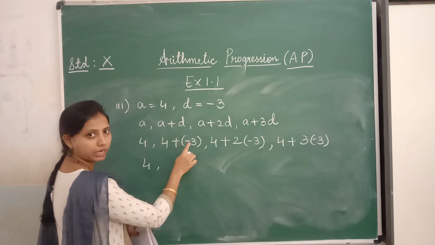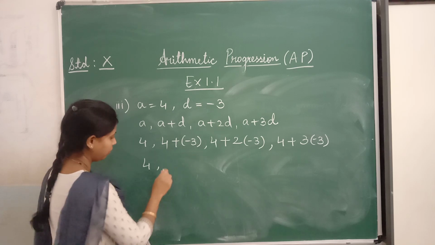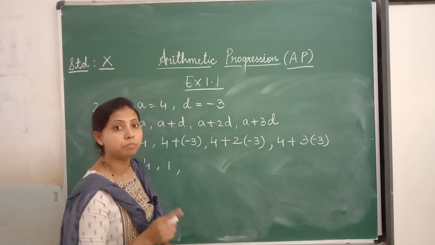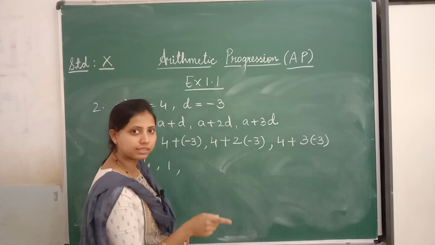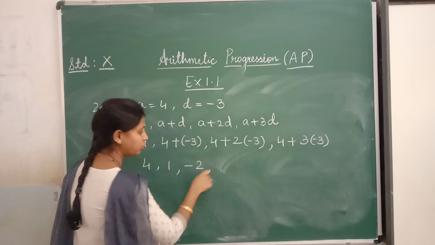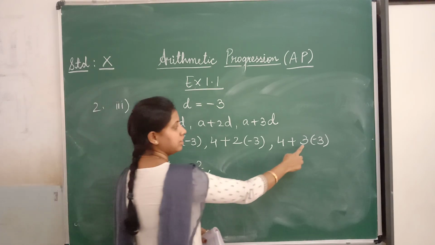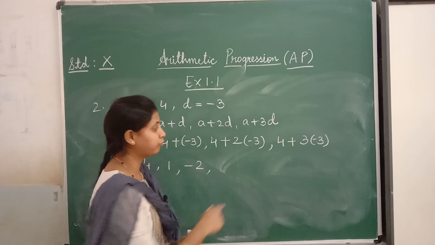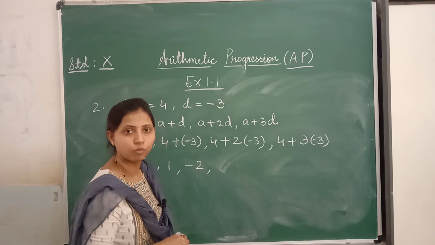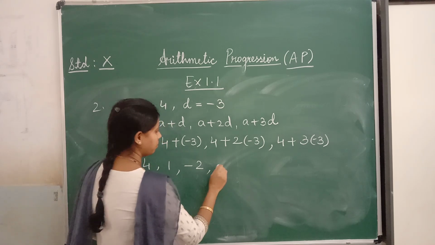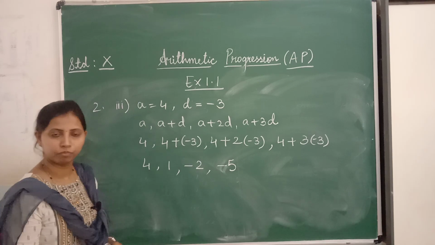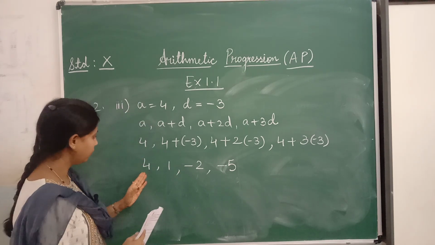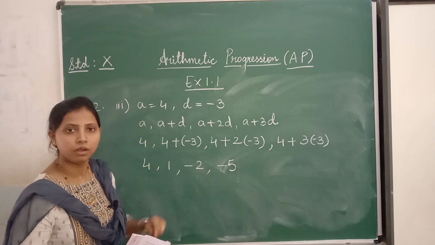Now write the first term as it is, it remains 4. Simplify. 4 plus into minus is -3. 4 minus 3 is 1. Next 2 into -3 is -6, and 4 minus 6 will give you -2. Then 3 into -3 is -9, and 4 minus 9 will give you -5. Understood children? So these are the 4 terms of an AP: 4, 1, -2 and -5.